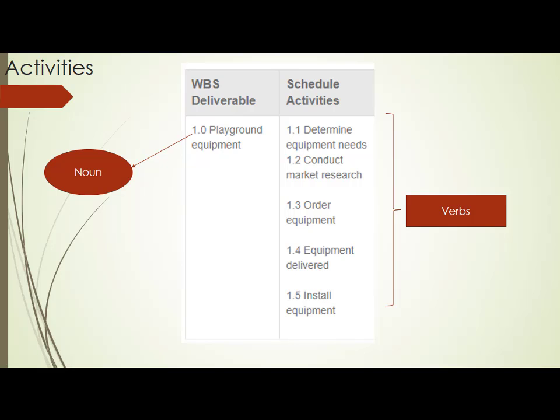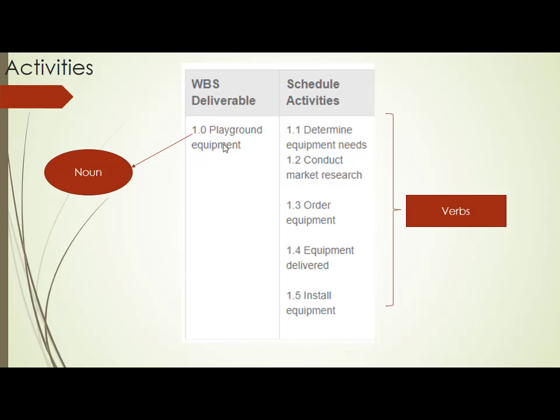Now what I am trying to do, I am breaking down this package into meaningful chunks of activity. So what are those meaningful chunks of activity? It could be determine the equipment needs. First there is an activity called what all equipment I need for my playground. You make a list. Second, I want to conduct market research. That activity involves where all these equipments are available in the market, what is their price, who is the vendor. Price comparison, that is one more activity.